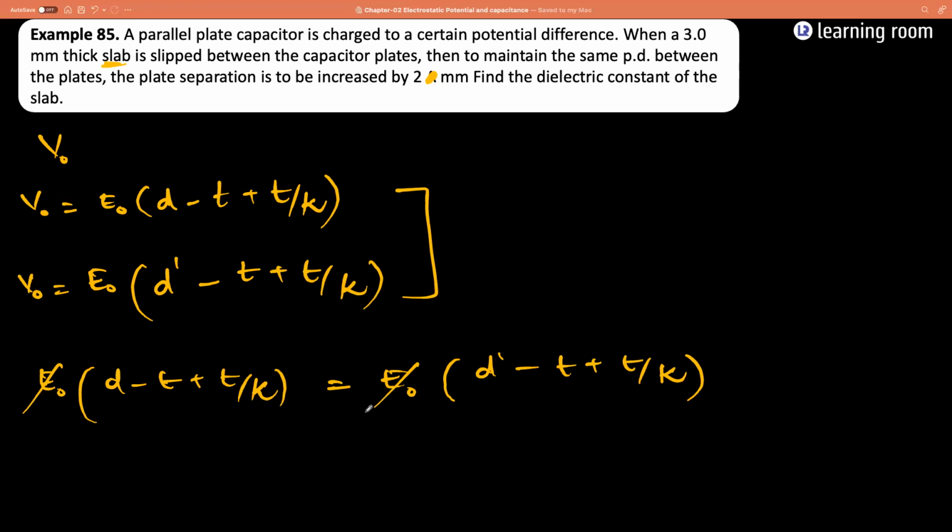Sir, I have a doubt. Sir, if D changes, then T also changes, right? T is not changing because it's the same thickness. The thickness of the slab, they didn't change. They told the distance between the plates has changed. Wait, they told to maintain the same potential difference.